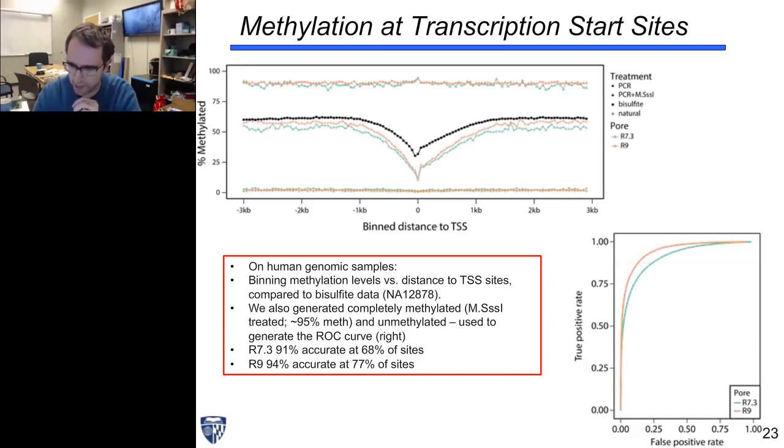And pictured on the bottom right here is an ROC curve of that same data, showing you our true positive versus false positive rate. This is a pretty nice curve showing that we're pretty confident in the accuracy of our methylation calls using nanopore sequencing.